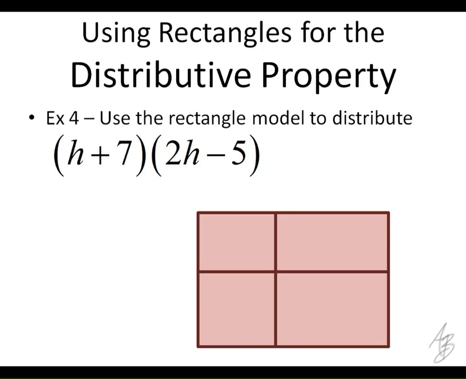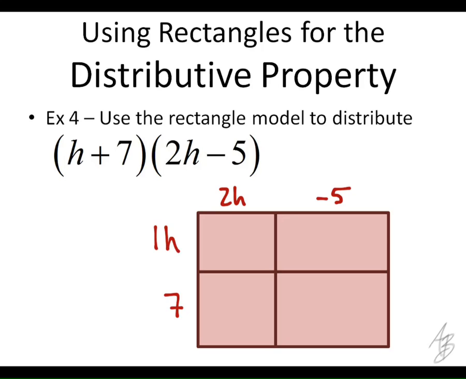The first thing I'm going to do is put the lengths of each of these parts here. So what should I put down the side here? Okay, so we're going to have an h there and a 7 here. I want to put a coefficient on this just so I know what number goes in front. So that h is the same thing as 1h. Okay, and then over here on top, I'm going to have a 2h here and a negative 5 here.